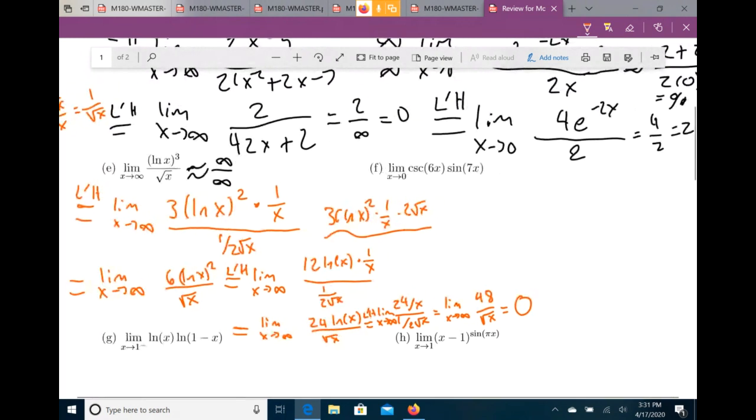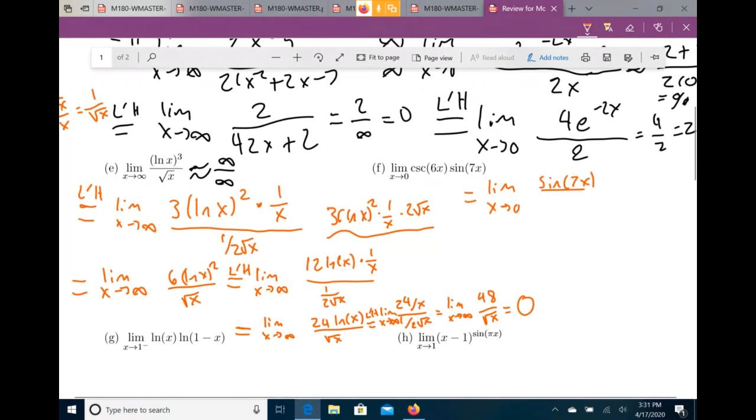All right, so now let's look at the next one. I would say that with these trig functions, a lot of times it's easiest if you just write everything in terms of sine and cosine. So cosecant is 1 over sine, right? Okay, so if cosecant is 1 over sine, this just becomes sine of 7x divided by sine of 6x.